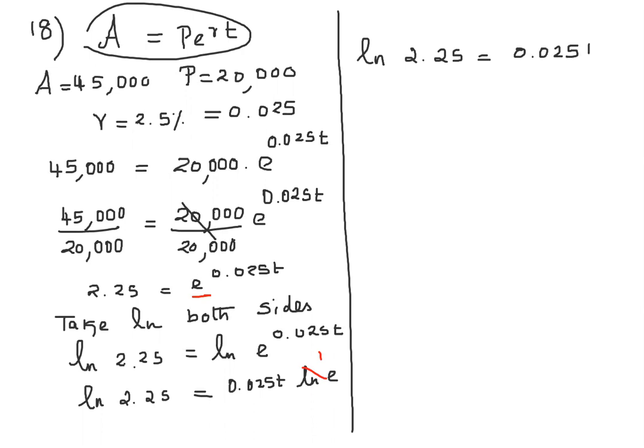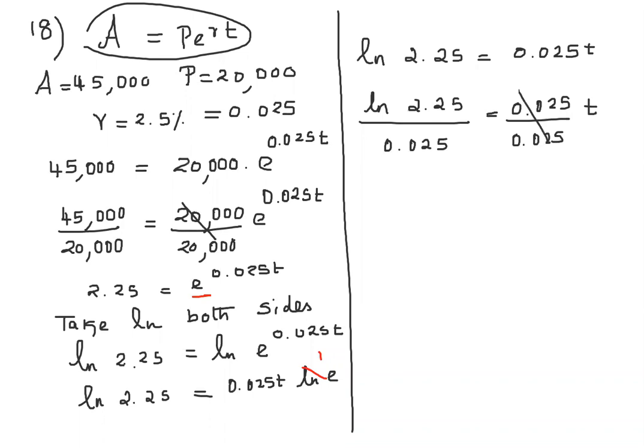0.025 times t. Now we have to get the t by itself. So divide both sides by 0.025. So enter on your calculator, you will be getting 32.4 and you can round it to like 33 years that the amount is going to grow up to $45,000.